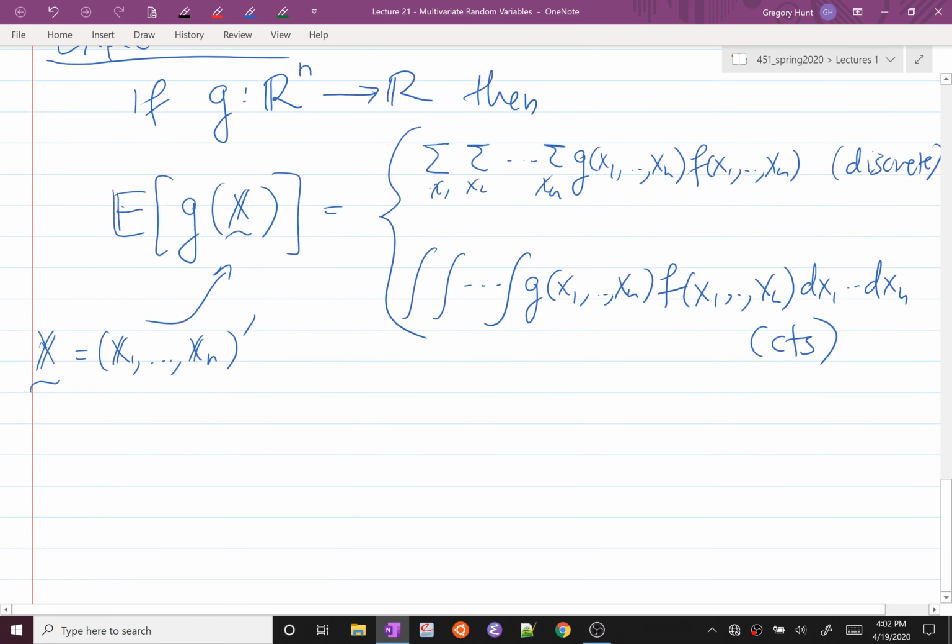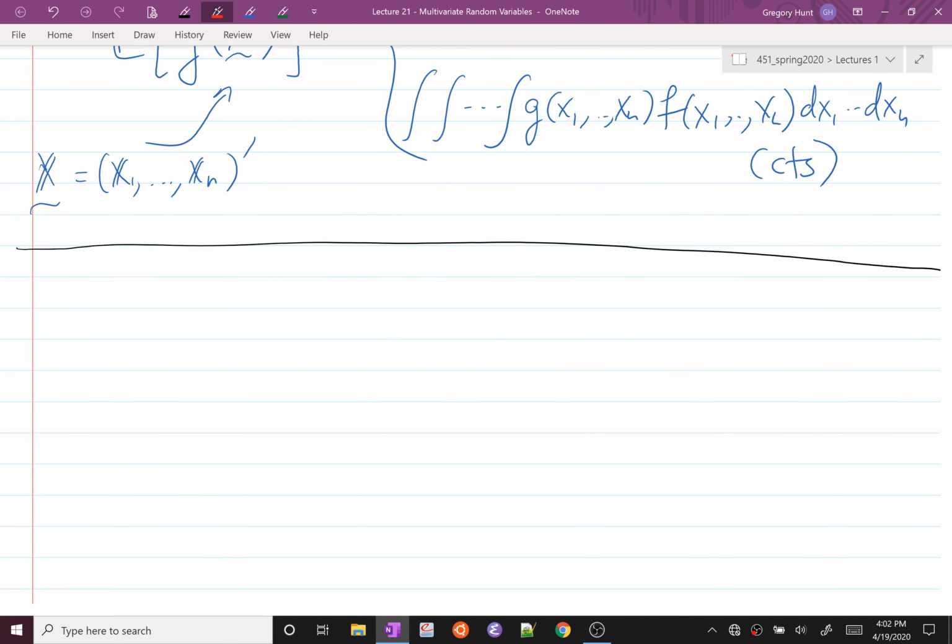We can also define things for multivariable random variables, as we did in the discrete case. We have a theorem. Well, we can state it as a theorem. We're not going to go through and prove it.